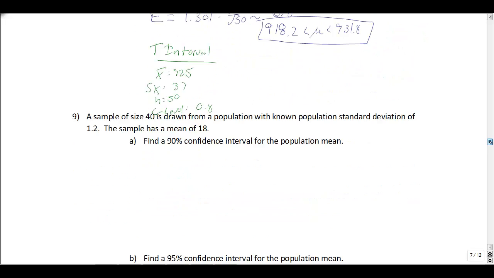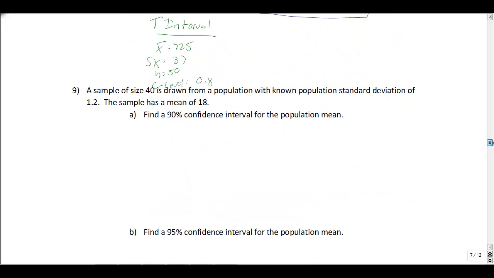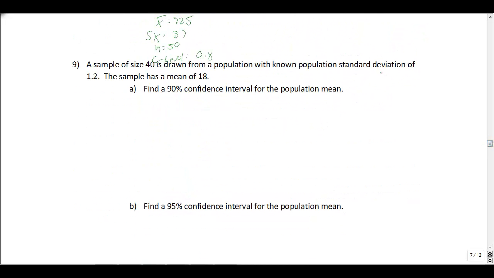Next one. Okay, it says a sample of size 40 is drawn from a population with known population standard deviation. This 1.2 says sigma equals 1.2, and that means I want to use the z interval. Because I have a sigma, not an s, a population standard deviation instead of a sample standard deviation, I use the z interval instead of the t interval.